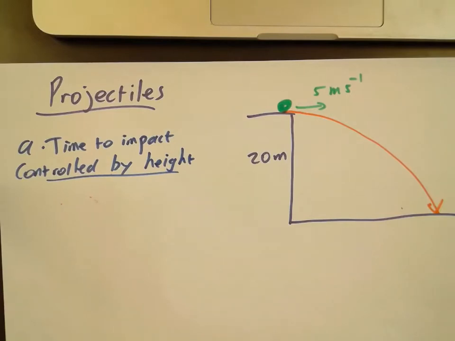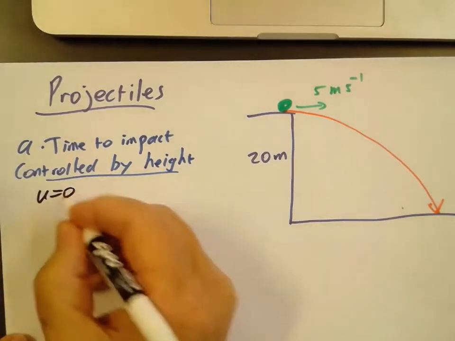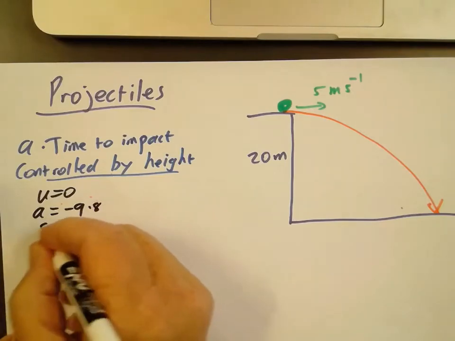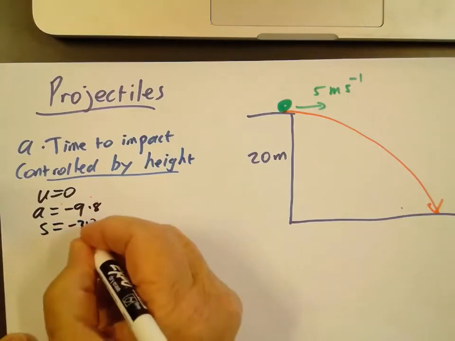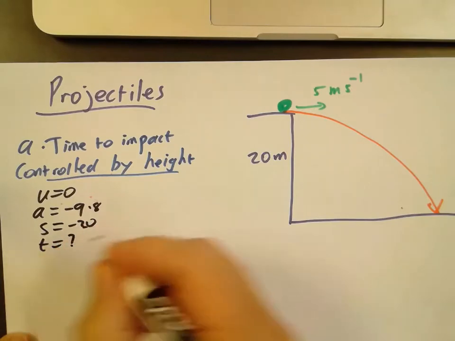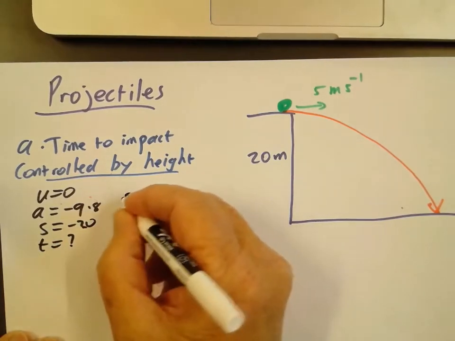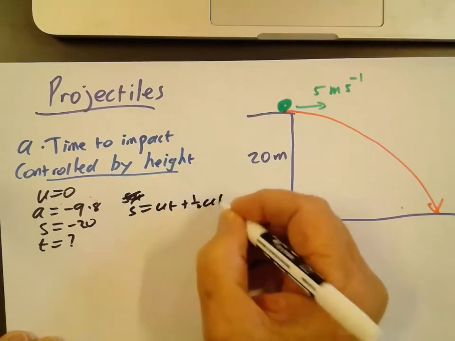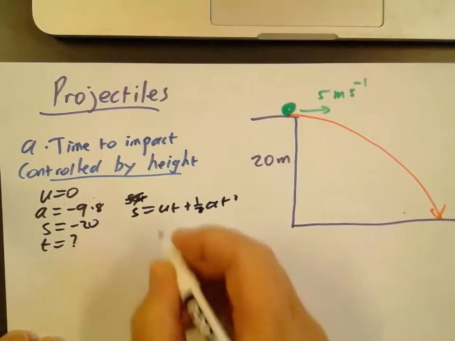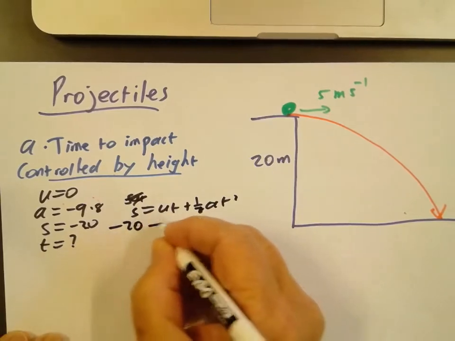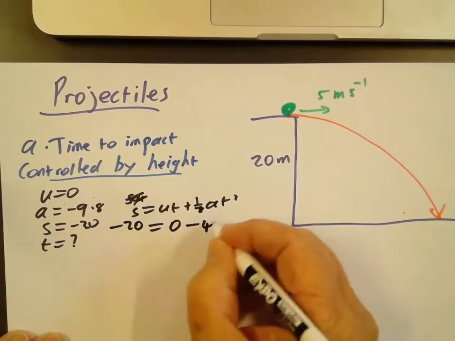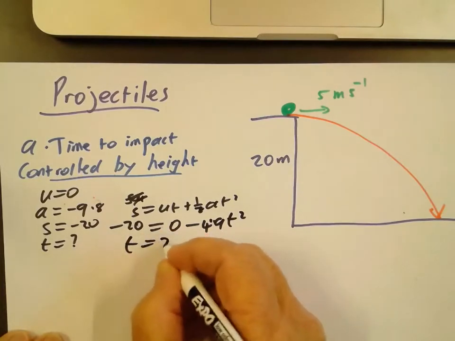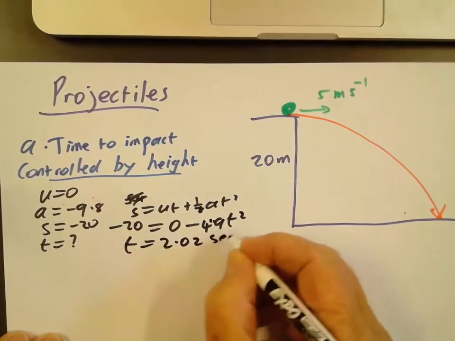So u equals 0, a equals minus 9.8, s equals minus 20, t equals don't know. s equals ut plus a half at squared, so that minus 20 equals 0 minus 4.9 t squared, t equals 2.02 seconds.